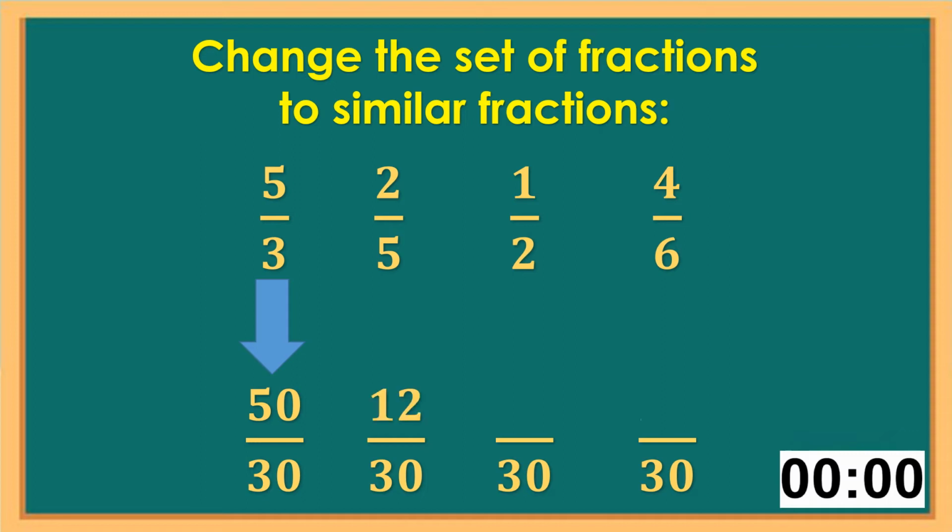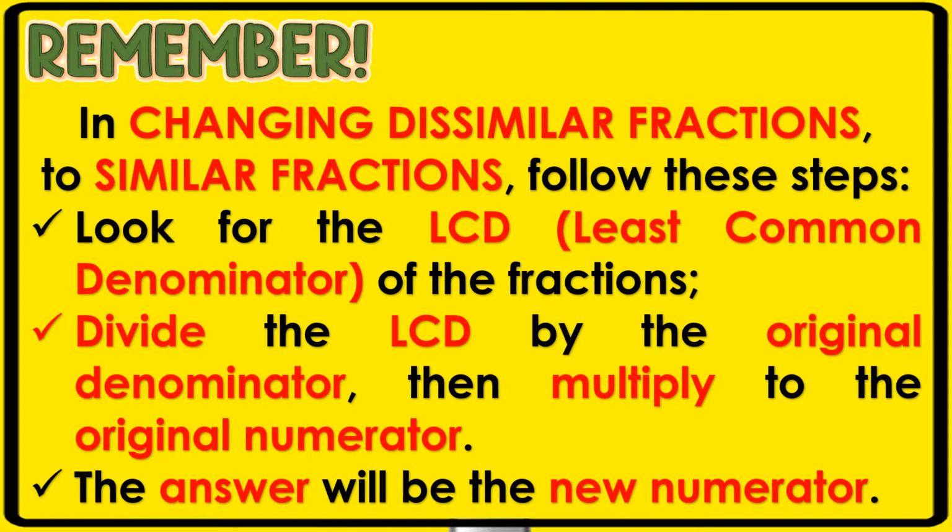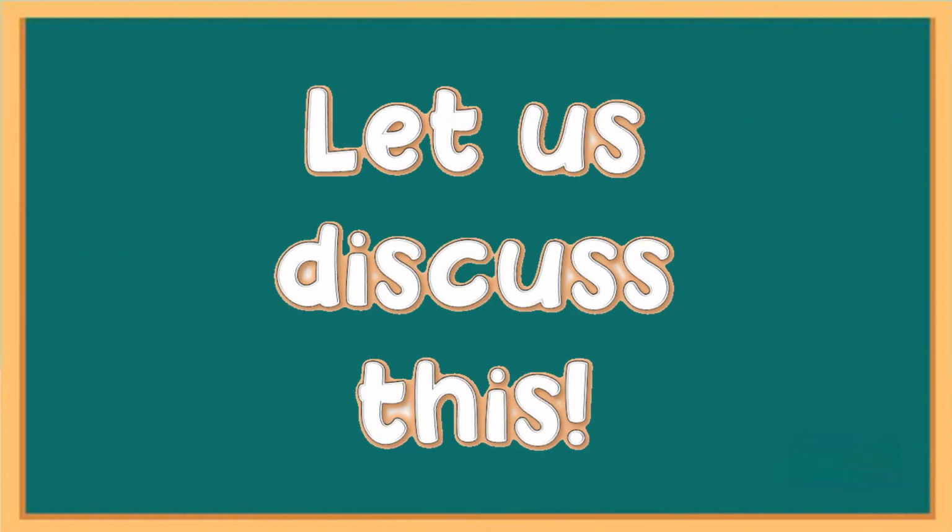For 2/5, we have 12 thirtieths following the same process. For 1/2, 15 thirtieths. And for 4/6, 20 thirtieths. Remember, in changing dissimilar fractions to similar fractions, follow these steps. Look for the LCD, or the least common denominator of the fractions. Divide the LCD by the original denominator, then multiply to the original numerator. The answer will be the new numerator. Let us discuss this.